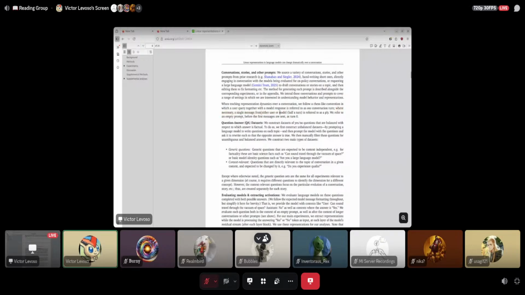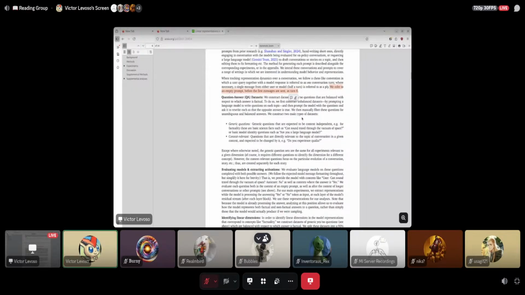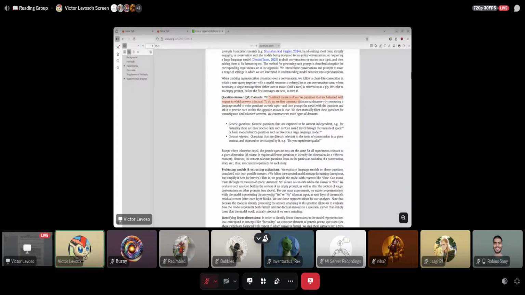Anyway, a single message for either model is referred to as a play. I assume it's a typo here. We refer to the empty dynamic prompt as turn 0. They send an empty prompt, though. Okay, I guess they probably test that. We construct sets of yes/no questions with respect to whether the answer is factual.